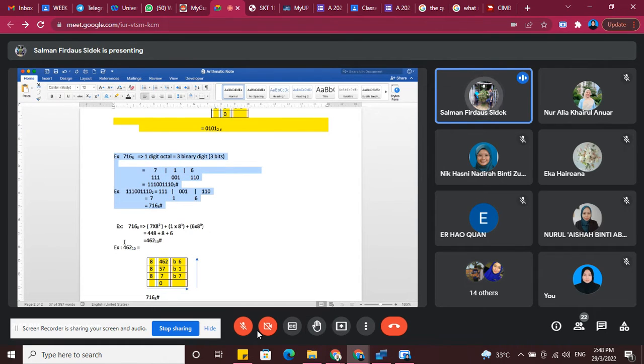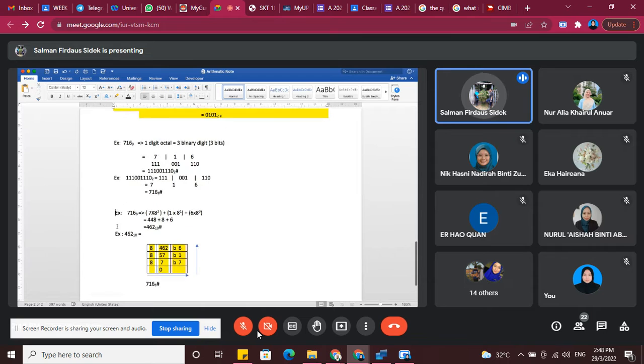Okay, so at this stage we have learned about the connection between octal and binary as well as octal and decimal. So that's it, this one is for octal. Okay, for hexadecimal.